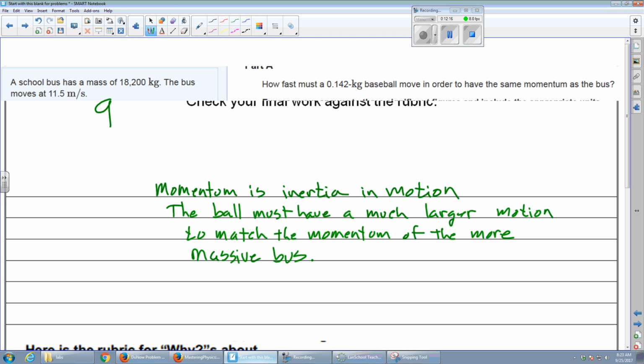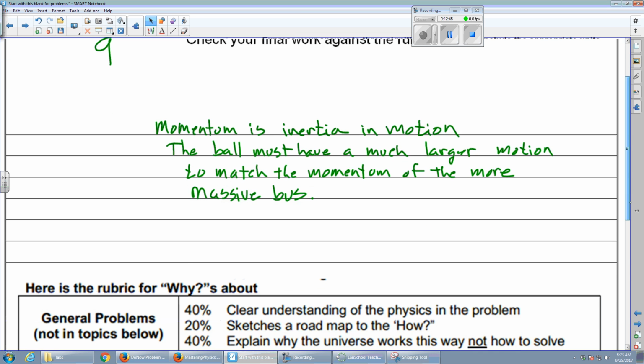So I've shown I understand what momentum is, and I've shown how that understanding is going to apply to this problem. It also gives me a way in my mind to check. If I don't get a much larger velocity for the baseball than the bus has, I've probably done something wrong. We good on the why? All right, let's go to the how.